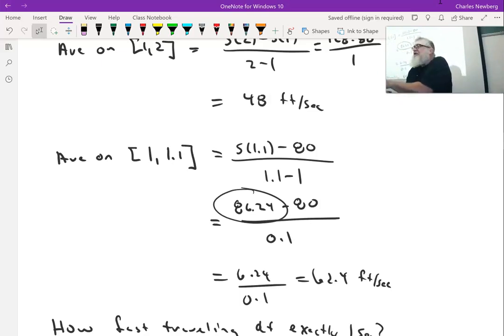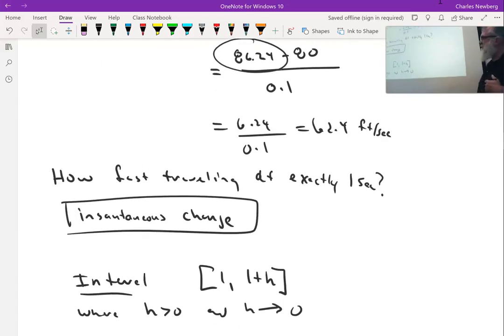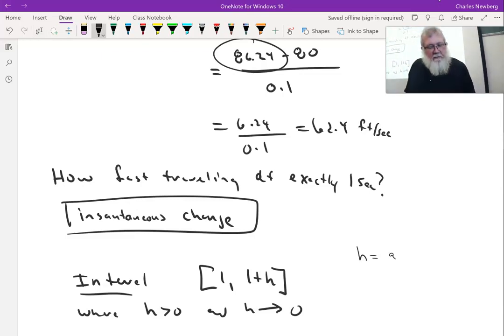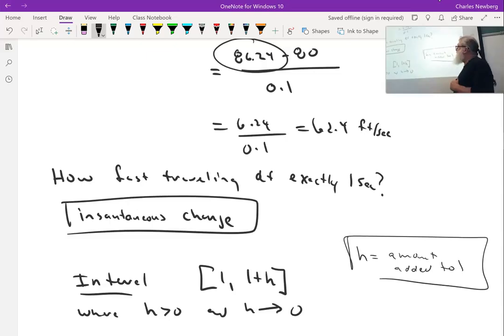That's why that average velocity is higher, because we're looking at a tighter window, and that rocket was going faster in that tighter window. And then, how fast is it traveling exactly at 1 second? So what did we do? We said, I'm going to look at the interval 1 to 1 plus h. So what is h? H is the value I added on to 1. That's important. H equals the amount added to 1.